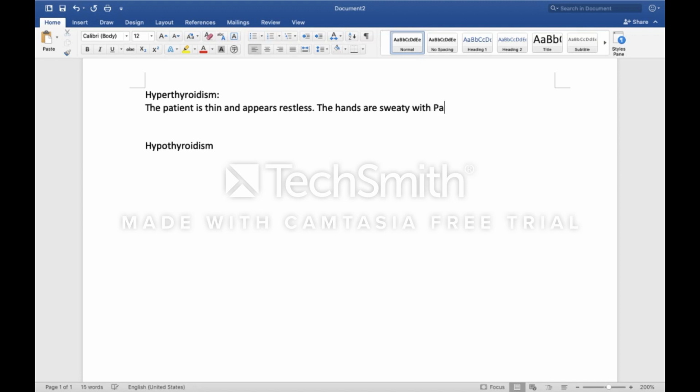With palmar erythema. What is this palmar erythema? It is basically when the hands of the patient look more reddish. I'm going to show you a photograph of this as well. Simply, when the hands of the patient become more reddish, this is called palmar erythema. Erythema, as you know, is redness, right?